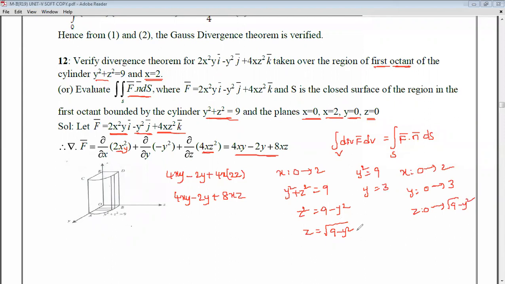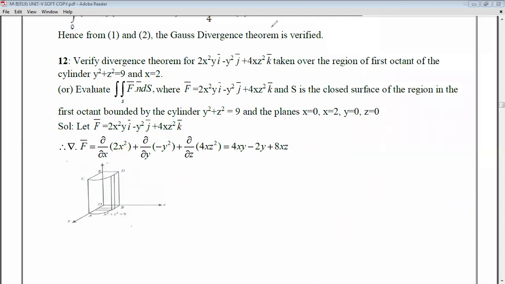Now we need to calculate the integral of divergence f bar dv. That is nothing but divergence f bar, and dv is dx dy dz, and then we need to calculate. So here it is. Let us see that.